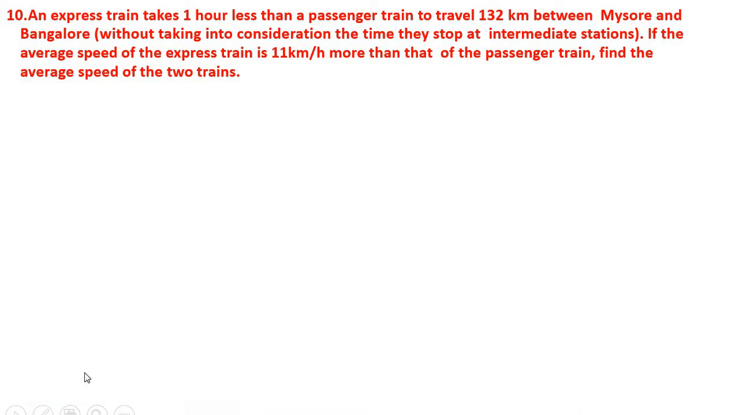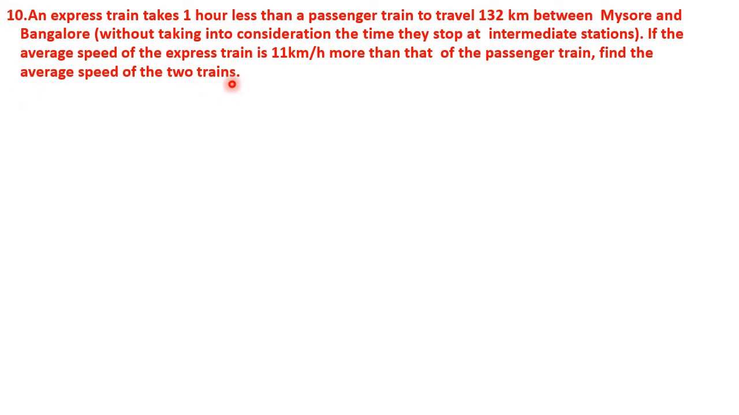Exercise 10.3, question number 10. An express train takes 1 hour less than a passenger train to travel 132 km between Mysore and Bangalore, without taking into consideration the time they stop at intermediate stations. If the average speed of the express train is 11 km per hour more than that of the passenger train, find the average speed of the two trains.